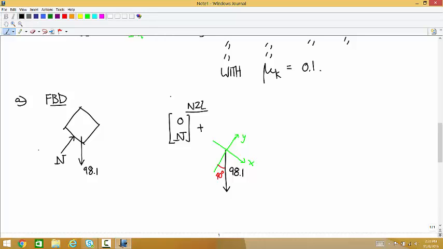And so this force vector is 98.1 times the cosine of 310 and 98.1 times the sine of 310. Can someone calculate those for me? 0.6428 and 0.7660 give 63.06 and negative 75.15.